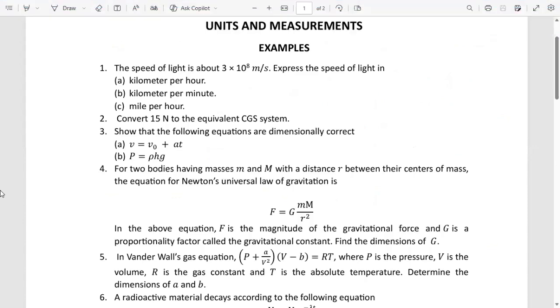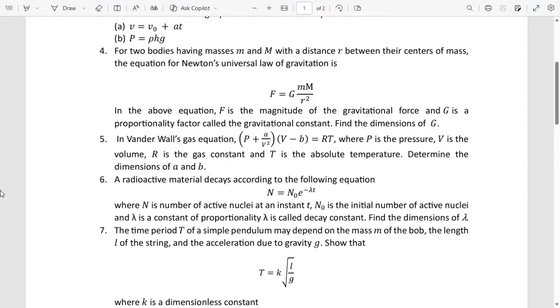Question 5 reads: in the Van der Waals gas equation, open bracket, P plus A over V squared, close, open, V minus B, is equal to RT, where P is the pressure, V is the volume, R is the gas constant, and T is the absolute temperature. Determine the dimensions of A and B. So anyone to kindly lead us, what would you do in this case? How are you going to solve for the dimensions of A and B in this particular scenario?